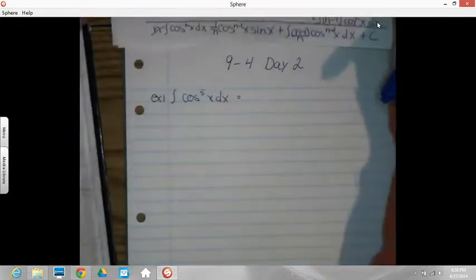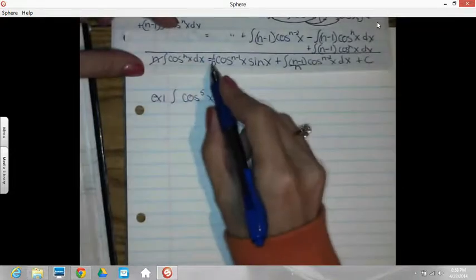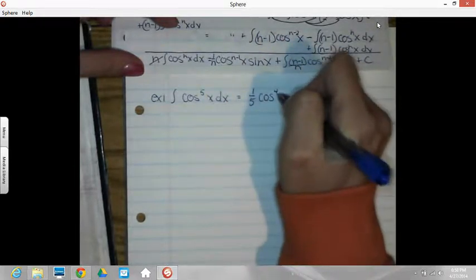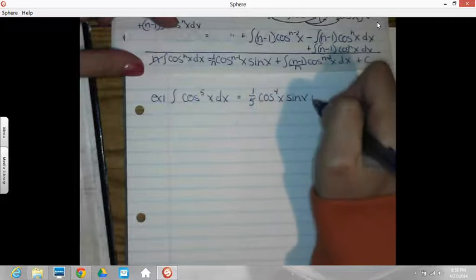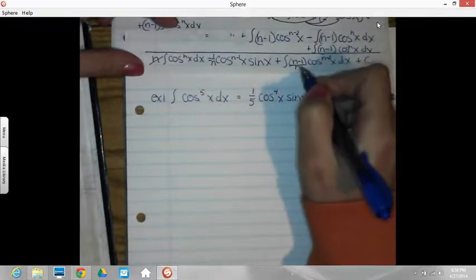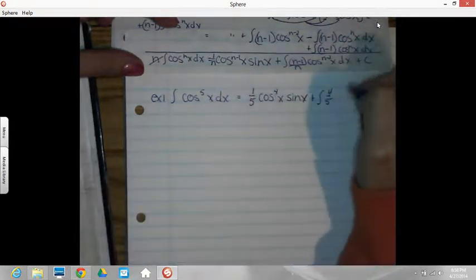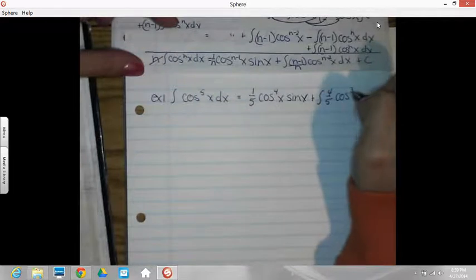With that formula handy from yesterday, okay, cosine to the nth. If you missed this case, n is 5. The reduction formula says take 1 over n, so that's 1 over 5, cosine to the n minus 1, that's going to give me 4, times sine, plus the integral of n minus 1 over n, that'll be 4/5, times cosine to the n minus 2, that'll bring me down to cubed, x dx.